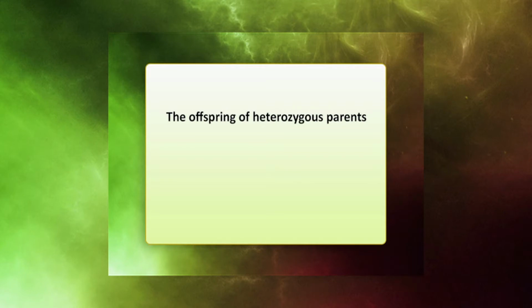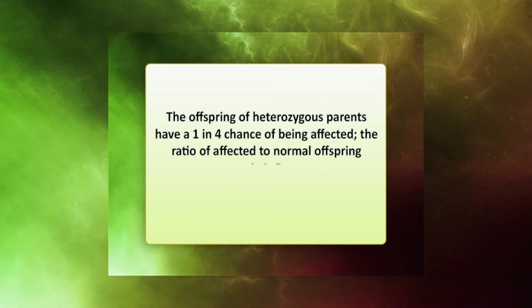The offspring of heterozygous parents have a 1 in 4 chance of being affected. The ratio of affected to normal offspring is 1:3. There is an almost equal number of affected males and females. In case both the parents are affected, all children would be affected.